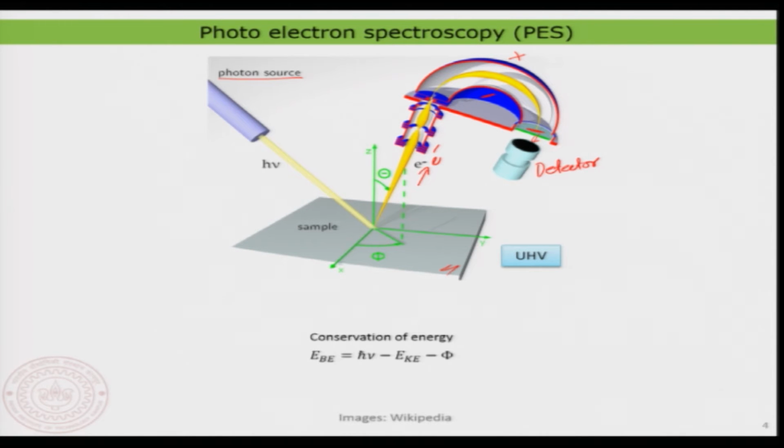Now, we will try to understand this a little bit more in detail, to understand how we can make use of this kinetic energy that you detect in understanding the density of state of the material. That is what we are going to do. The UPS itself, or in general photoelectron spectroscopy, is a measure of the density of state. You remember we talked about this density of state, that is actually something that we are going to measure.